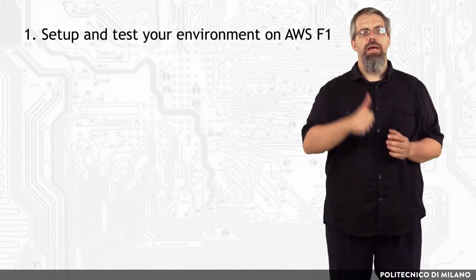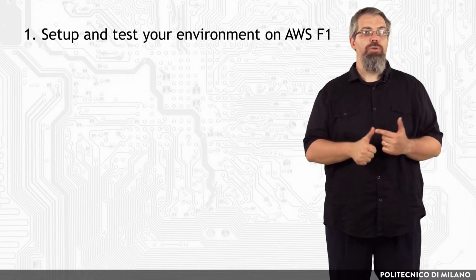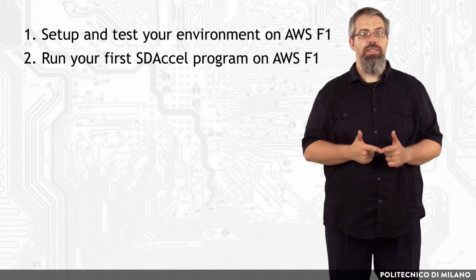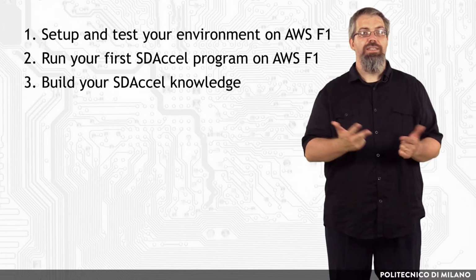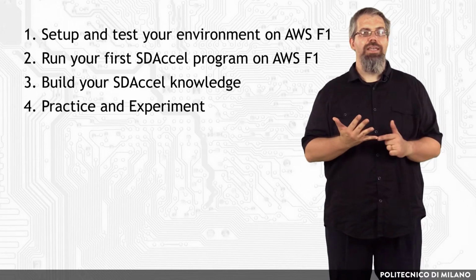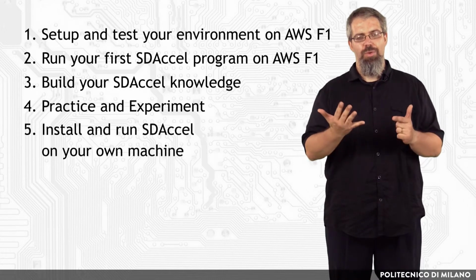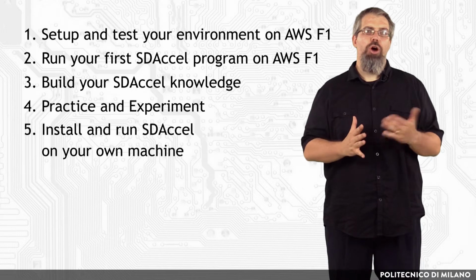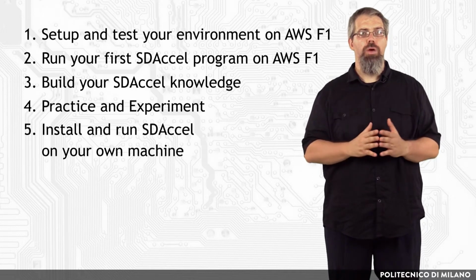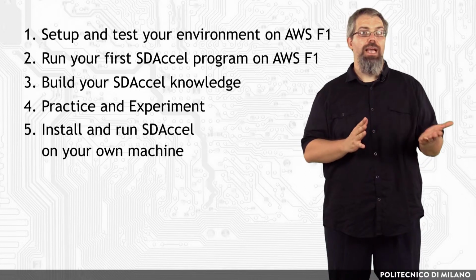Therefore, to get started on AWS F1 instances with SDAccel, you just have to follow 5 simple steps. Set up and test your environment on an AWS F1. Run your first SDAccel program on AWS F1. Build your SDAccel knowledge. Practice and experiment. Install and run SDAccel on your own machine. Well, this last is one of the options you have to use SDAccel, but as you know, it is not the only one, and you can also use it on an Amazon instance.